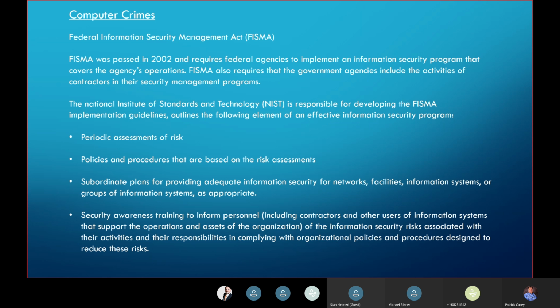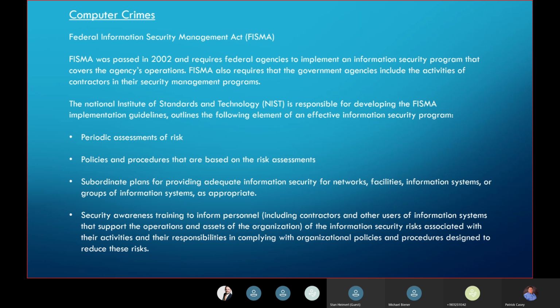The National Institute of Standards and Technology, NIST, is responsible for developing the FISMA implementation guidelines, and outlines the following elements of an effective information security program: periodic risk assessments, policies and procedures that are based on risk assessments, subordinate plans for providing adequate information security for networks, facilities, information systems, or groups of information systems as appropriate, security awareness training to inform personnel, including contractors and other users of information systems that support the operations and assets of the organization, of the information security risks associated with their activities and their responsibilities in complying with organizational policies and procedures designed to reduce these risks.